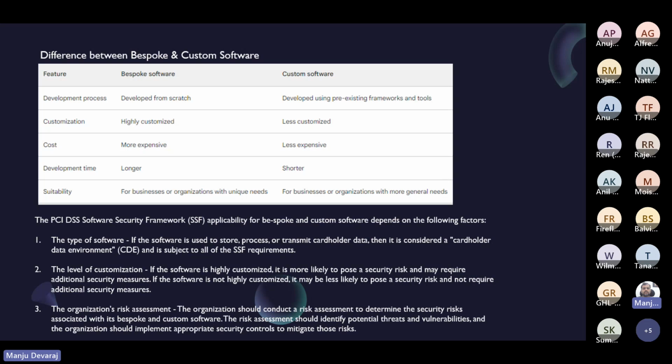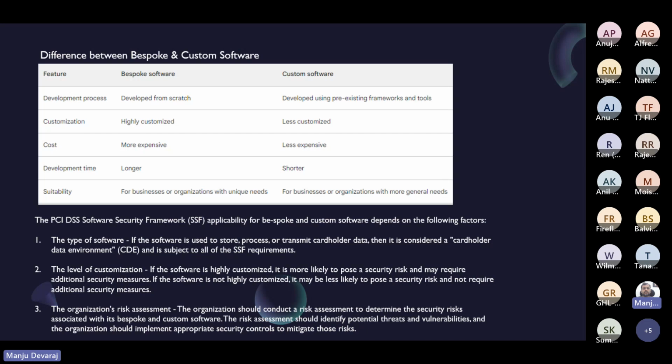Custom software is something which was already available, and you just pull it out, customize, and use it. A lot of CMS and ready packages you can customize, and it just works. But they are more risky, because they are not highly customizable. That's one big problem, and it may not suit your business objectives, or security objectives may not be met. Now, I've also added a lot of details here. This is a bonus slide from SSF. What is this SSF story about, in terms of its applicability for bespoke and custom software?